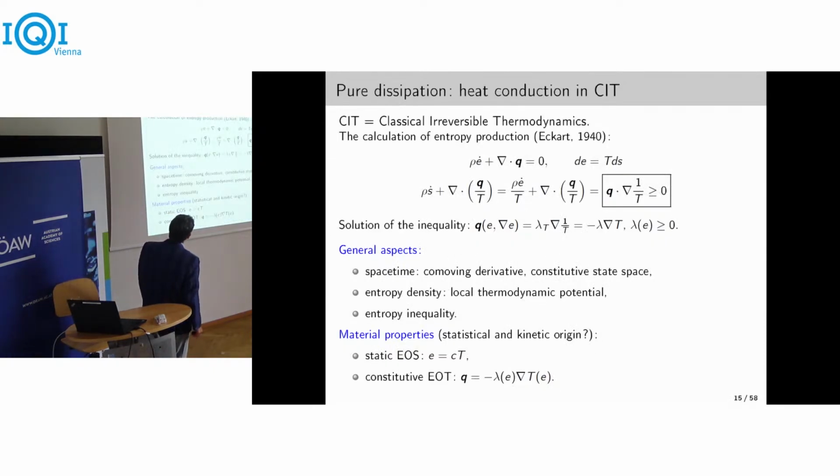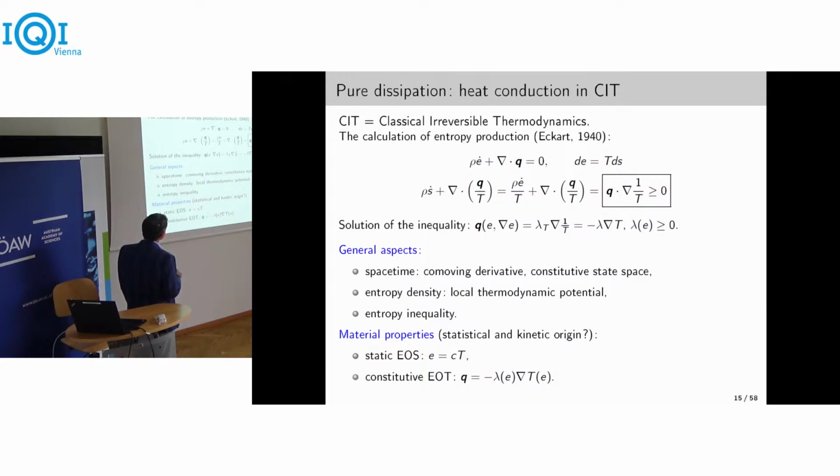Okay, let me go further. How is space-time represented in this classical way of thinking in thermodynamics? Classical irreversible thermodynamics was developed after the Second World War, so it's not a very old theory, but what we apply is the calculation of the entropy production. And the entropy production is the source term of the entropy balance.